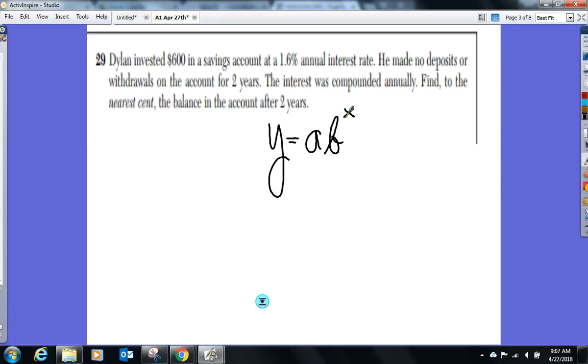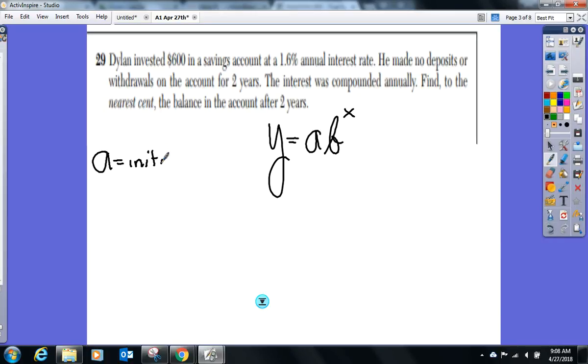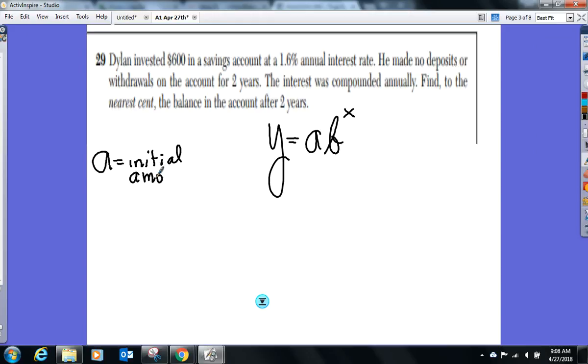Everyone ready? The A value is your initial amount. X is your time. And B I'm saving to last because that's a little bit different. Here's your B value. It's going to be either 1 plus the rate or 1 minus the rate.